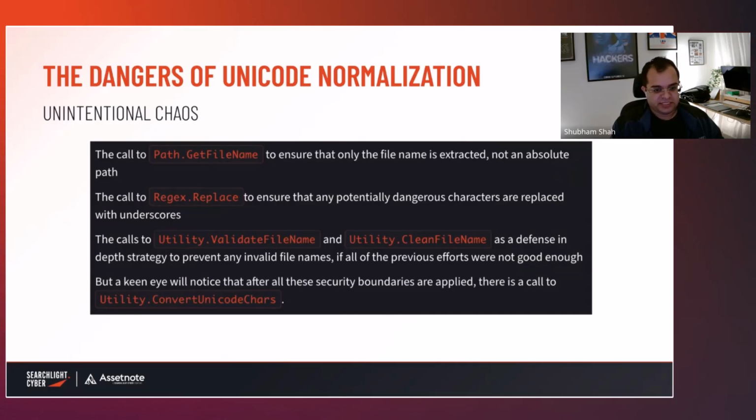Because what you can do is essentially provide some Unicode characters that when they get normalized, they defeat the purpose of the previous security boundaries that they put in place. This is why this is called an order of operations vulnerability, because if they did the convert Unicode characters first and then proceeded with all of their security boundaries, they would have been safe.